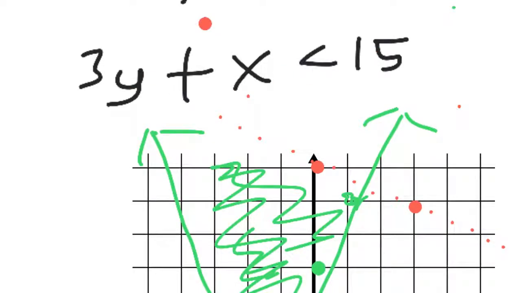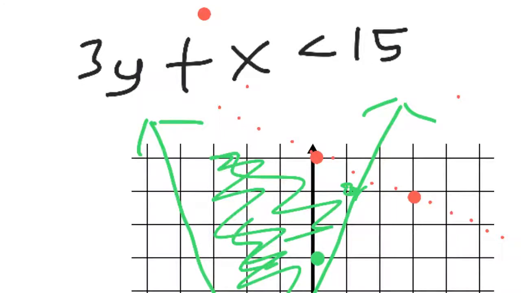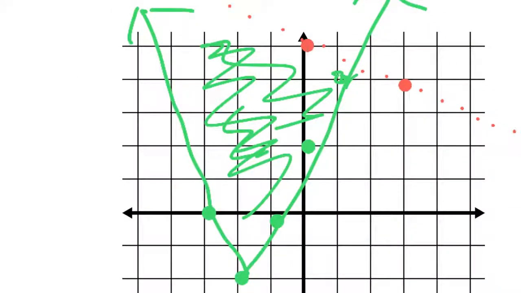So for this red dotted line that I have here, you can pick any point you want on this side or on this side. And 0, 0 is a nice and easy point to test, because if this turns out true, then all this stuff below the red line turns out to be true. So if you plug in 0 in here for x, and 0 in for y, you get 0 is less than 15. That's a true statement. So the red solution is everything below the red line.